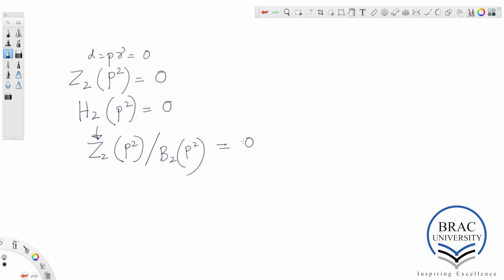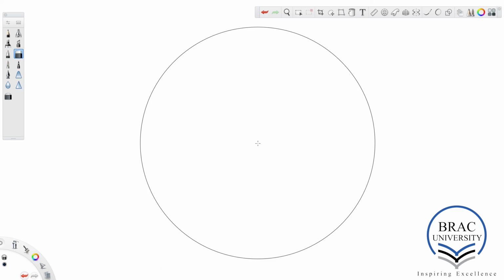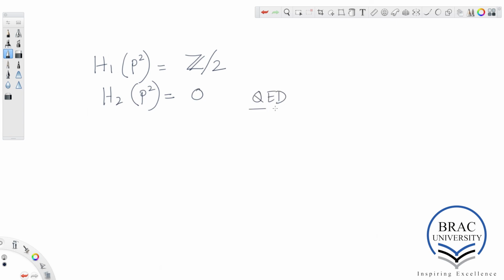Alright, so let me summarize what we have gotten for the real projective plane. The first homology group for the complex associated with the real projective plane is a finite group, which means that there is no free part here, only the torsion part. And the second homology group of the real projective plane is trivial. QED. This is what we wanted to prove.